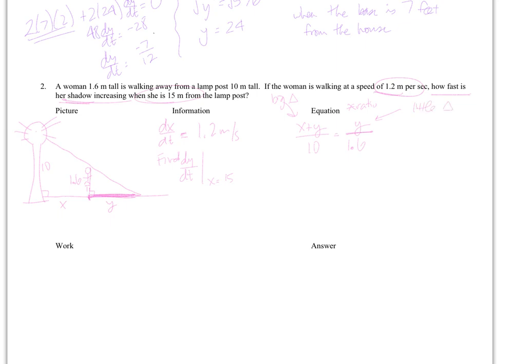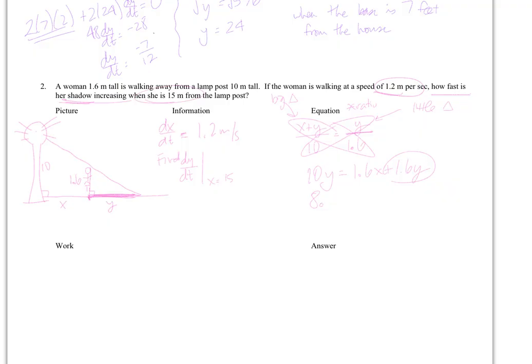Okay, now I don't want to have to do the derivative of this the way it stands, so I'm going to cross multiply it. 10y is equal to 1.6x plus 1.6y. And then I'm going to move this to the other side.